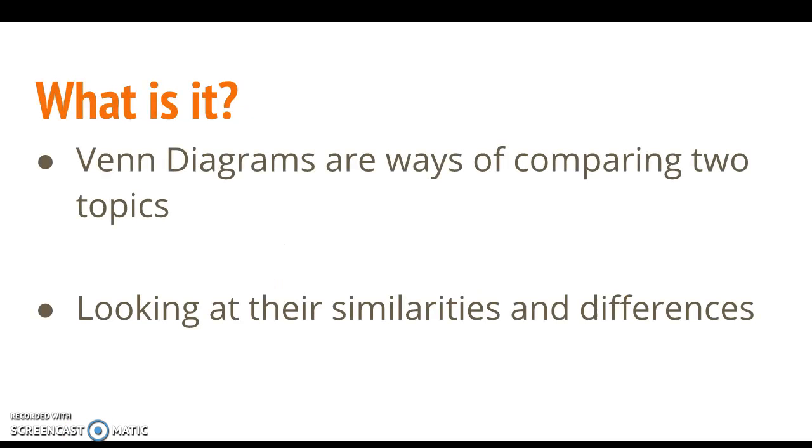So first, we're going to talk about what is a Venn diagram. A Venn diagram is a way of comparing two topics, and so usually you will be using these when you're looking at the similarities and the differences between two different things.